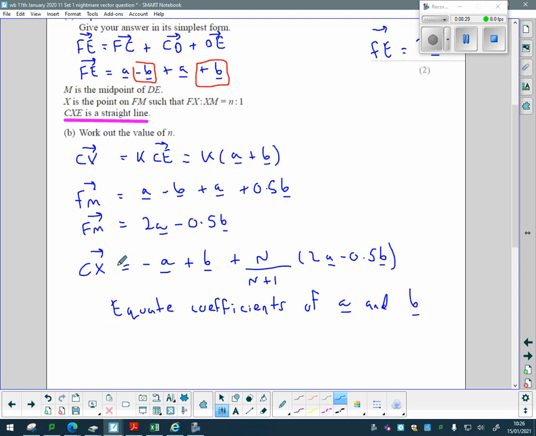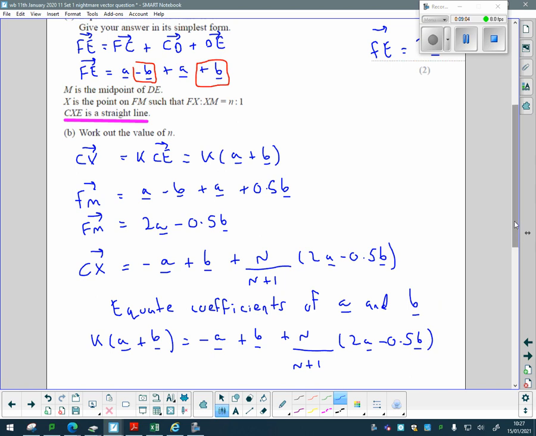So the CX there is kA plus B, is equal to minus A plus B plus n over n plus 1 of 2A take 0.5B. Now, you're going to have to be very careful here.